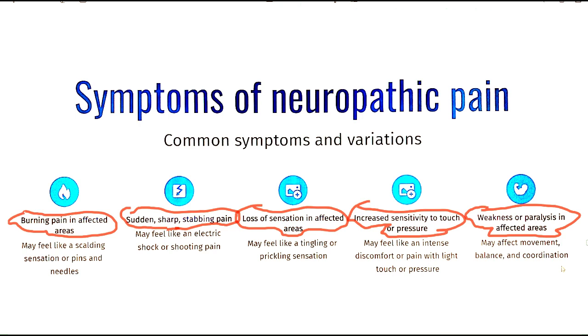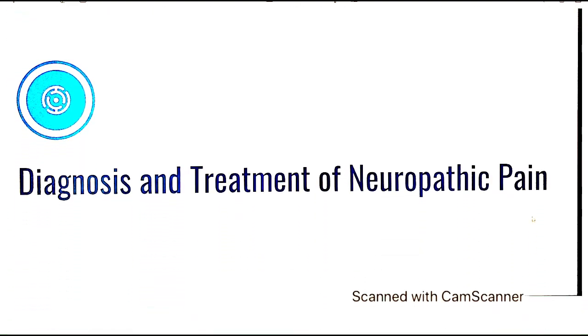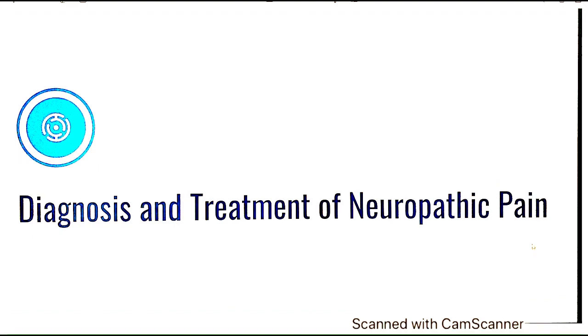The patient cannot move. Imbalance: the patient cannot have balance anymore, and coordination. So these are the major five symptoms of neuropathic pain, which differentiate it from other types of pain. So, diagnosis and treatment of neuropathic pain.